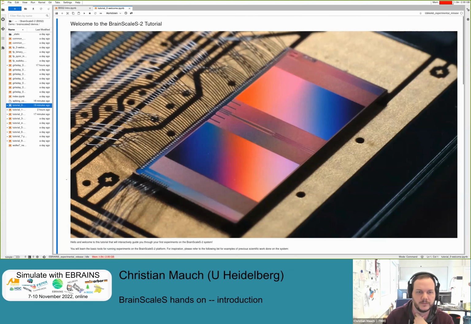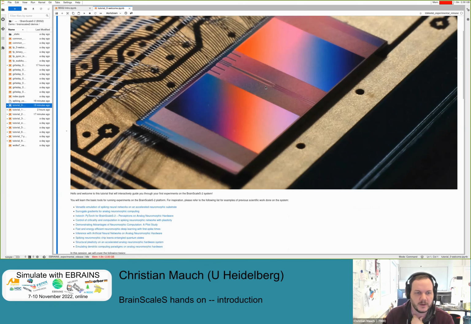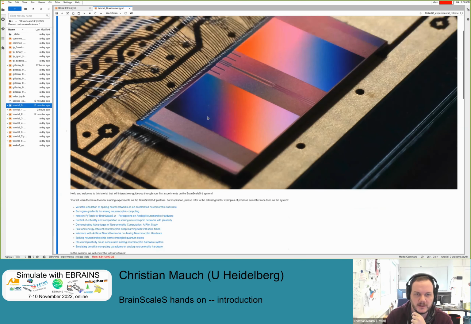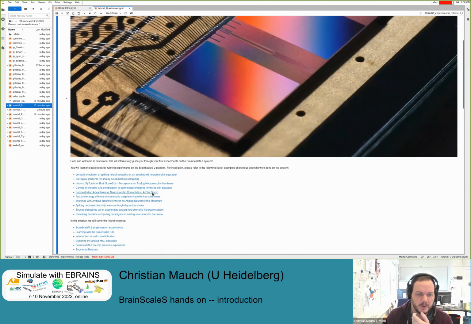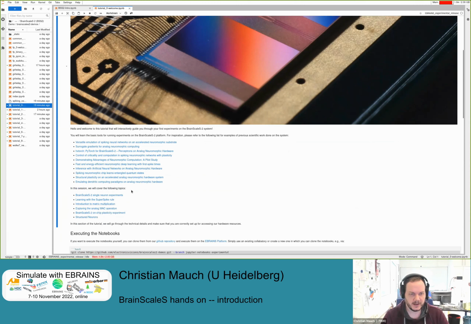Then I will continue. So here again, you can see a rather nice picture of our ASIC. And first we provide a short list of publications which either describe the properties and capabilities of the chip, or which describe experiments done on the chip and guide as an example of what you can do with this ASIC. Then today we will cover some of these tutorials.